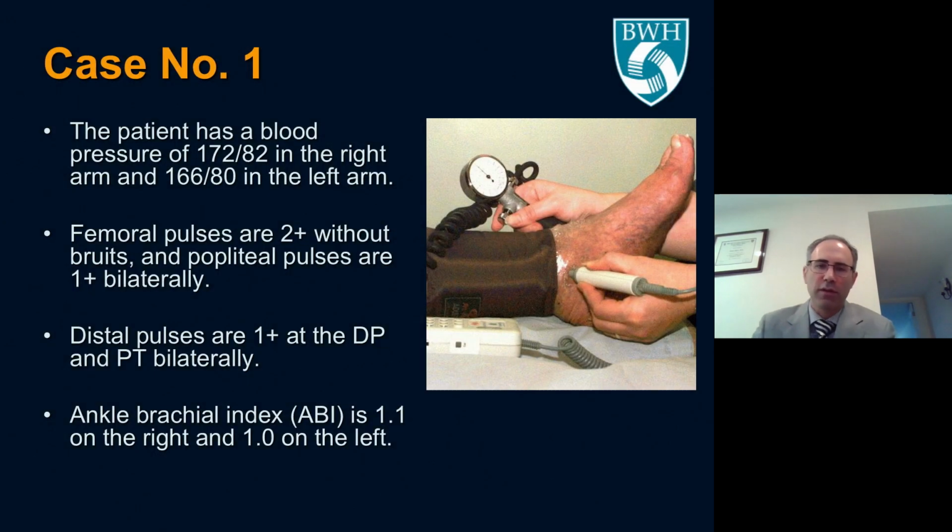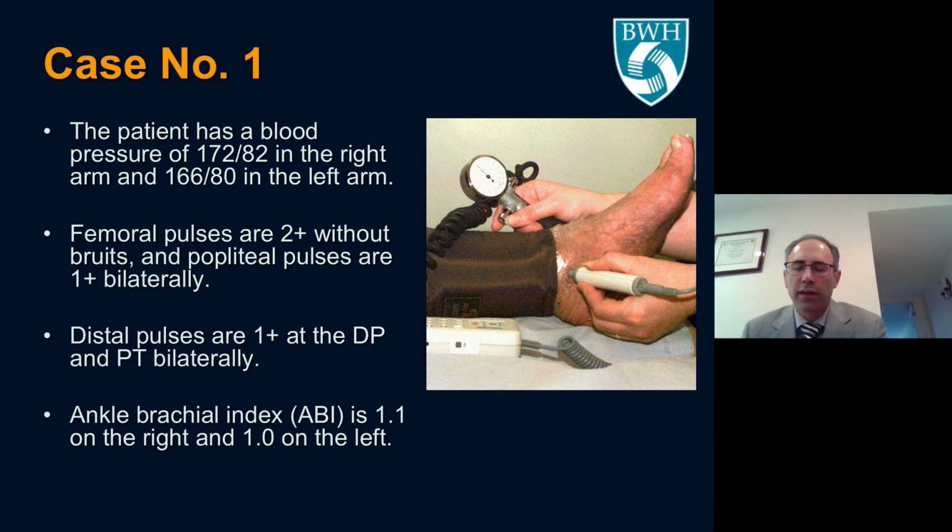His symptoms are worse on the left, but he does have some on the right. And we can see a picture of him there. So he comes in to see his provider. His provider does blood pressure in his arm and gets 172/82 in the right and 166/80 in the left. So he's got systemic arterial hypertension. Reasonable femoral pulses, 2+, no bruits. Popliteal pulses are diminished a bit bilaterally, 1+. And then the distal pulses are 1+ at the dorsalis pedis and posterior tibialis bilaterally.